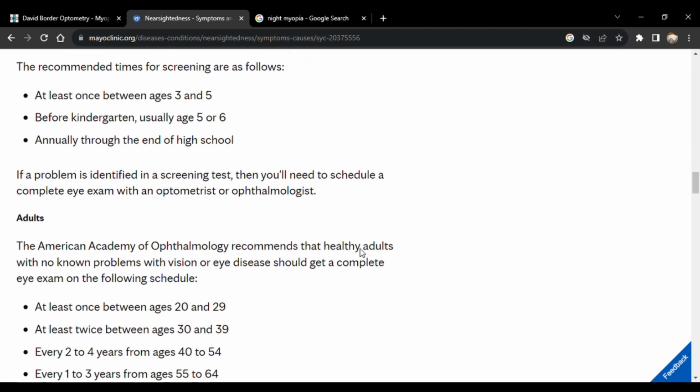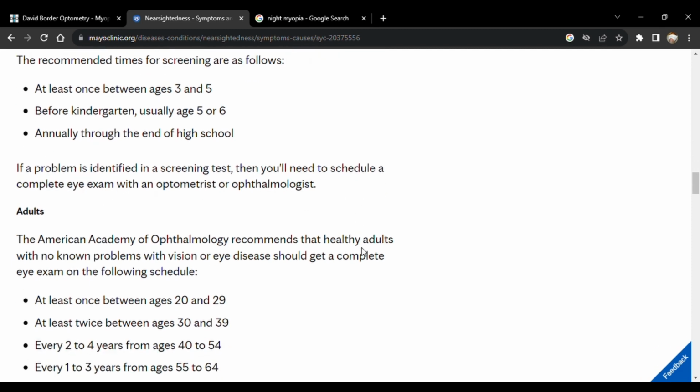then you need to schedule a complete eye exam. Now, some patients come in and they're not doing any screening, their kids are not doing that anywhere, so then we may just do a complete eye exam at 5, 6, and annually till about 18.